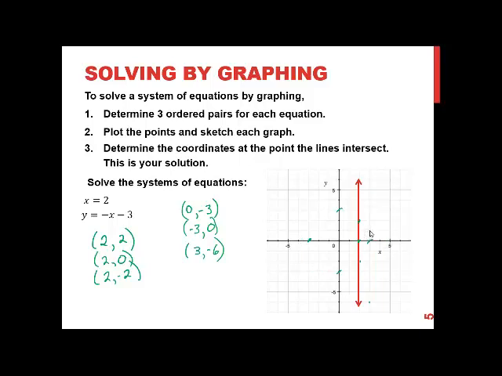So we will plot that line, and it looks like we cross right there, and that point is 2, negative 5. So the solution to the system of equations is 2, negative 5. Now it wouldn't hurt for us to double check that by plugging these ordered pairs into our original equations, and they will work.